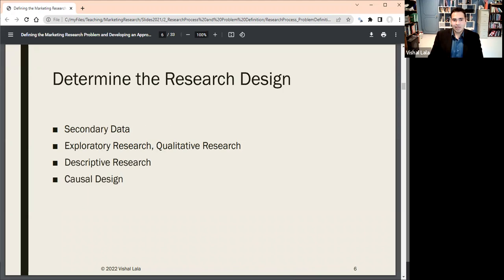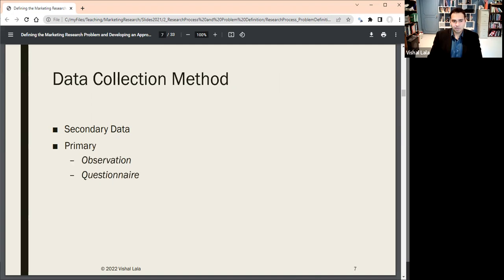Once the problem is formulated, then the researcher must decide on what design to use to address the research problem. This could involve relying on secondary or existing data, gathering primary data by way of qualitative or exploratory approaches, survey-based or descriptive approaches, or experimental, otherwise known as causal design approaches.